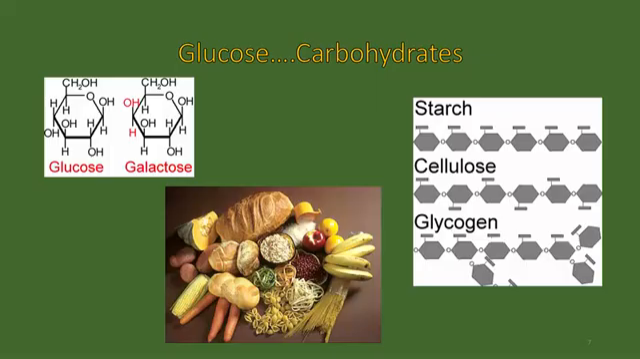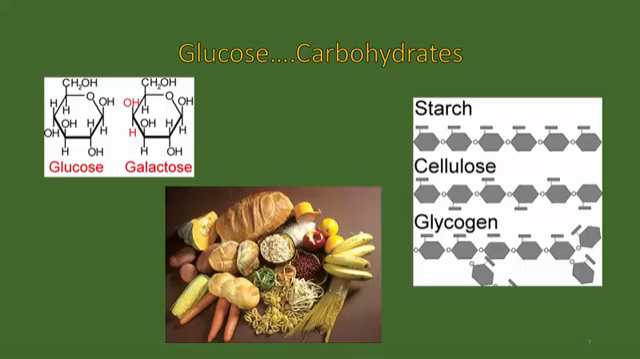Glucose is the most common building block of carbohydrates. There are other monosaccharides like galactose and fructose, but glucose is by far the most common. The three elements found in carbs are carbon, hydrogen, and oxygen. Glucose can be polymerized into three different types of carbohydrates: starch, cellulose, and glycogen.